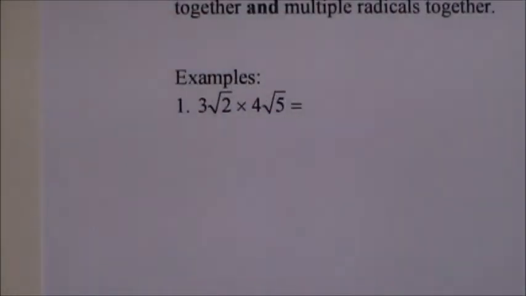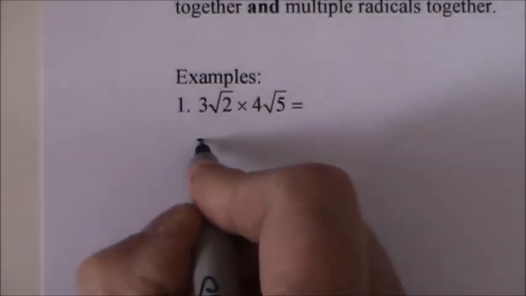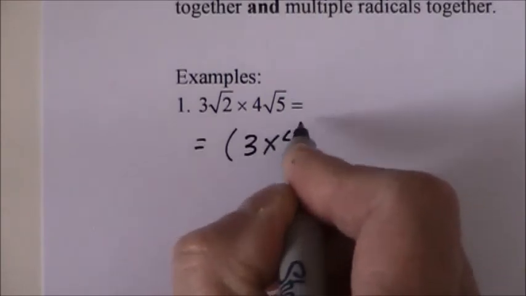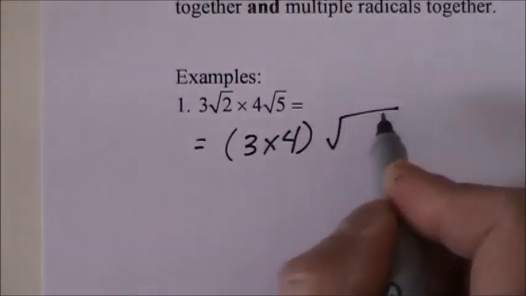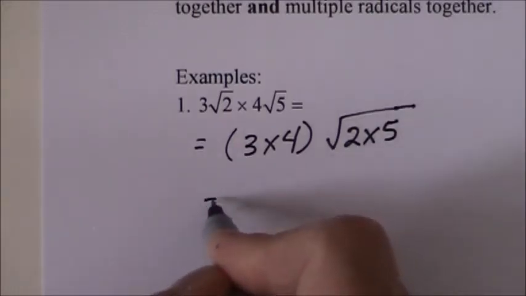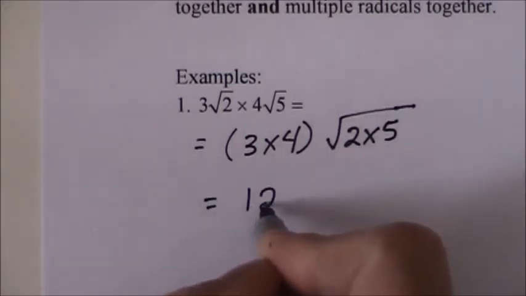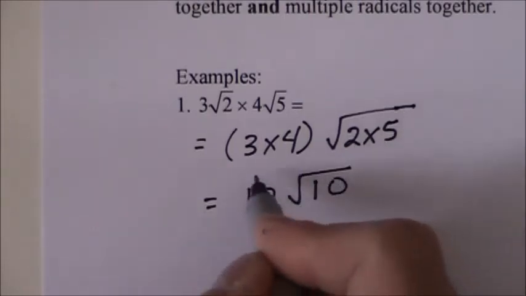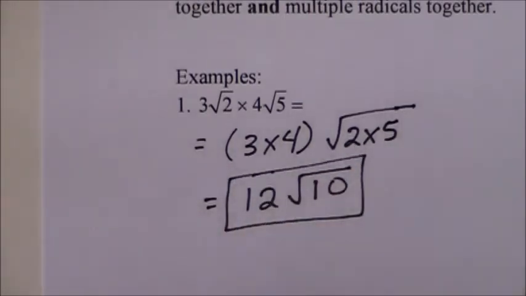For this example, both radicals have coefficients, so we're going to multiply those together, and then we're going to multiply the radicands together. So we are going to go 3 times 4, so outside times outside, and 2 times 5, underneath times underneath. 3 times 4 is 12, 2 times 5 is 10, and there's our final answer.